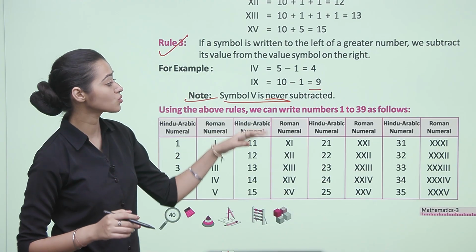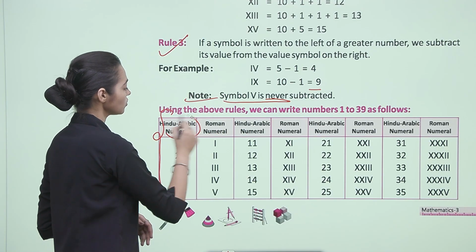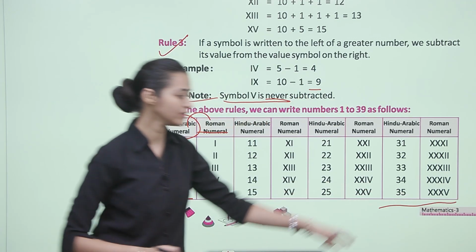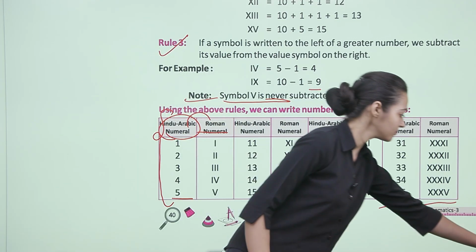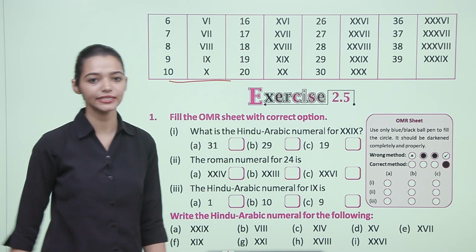Now using all these rules, we can write these numbers from 1 to 39. Here we have written all the numbers in the Hindu Arabic numerals as well as in the Roman numerals from number 1 to number 35 as follows. Here we have written numbers up to 39.